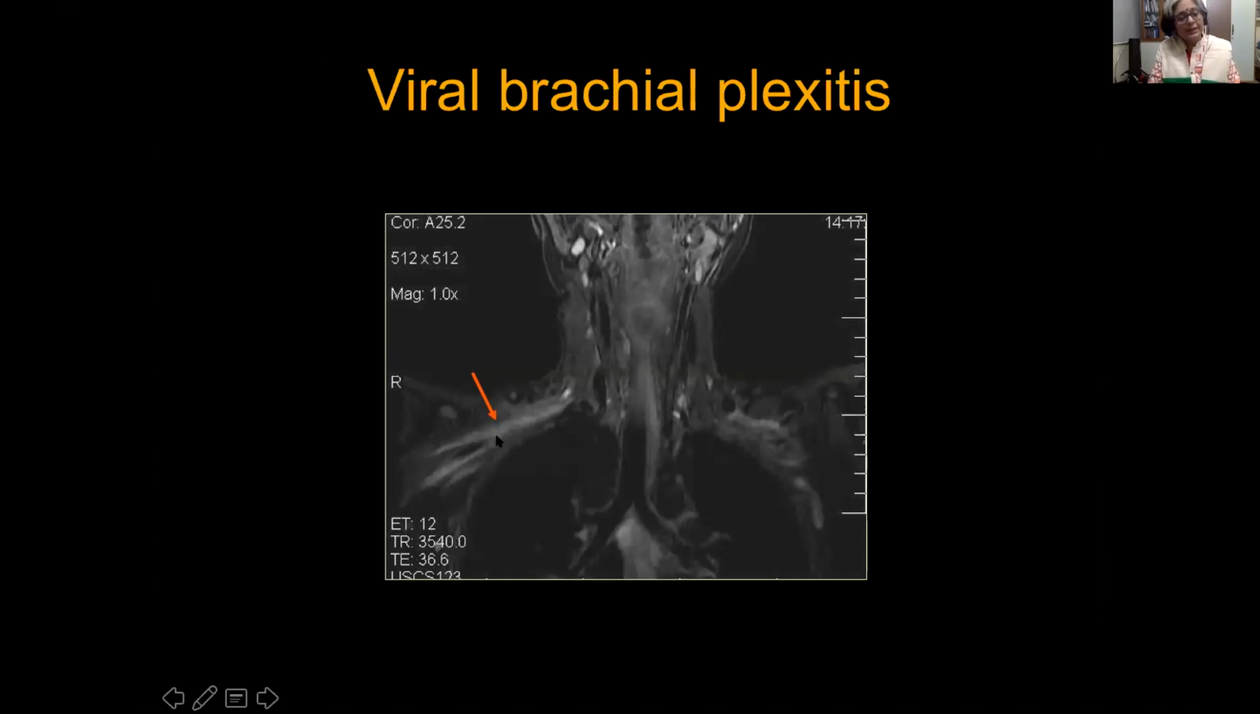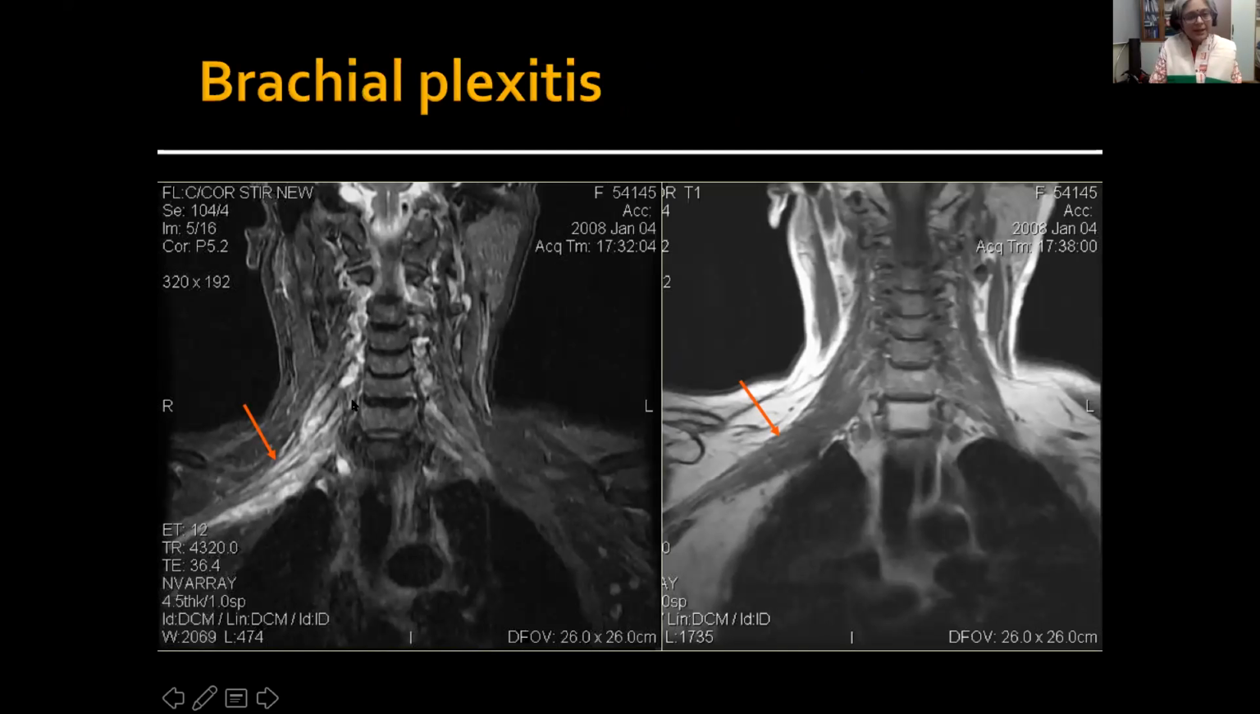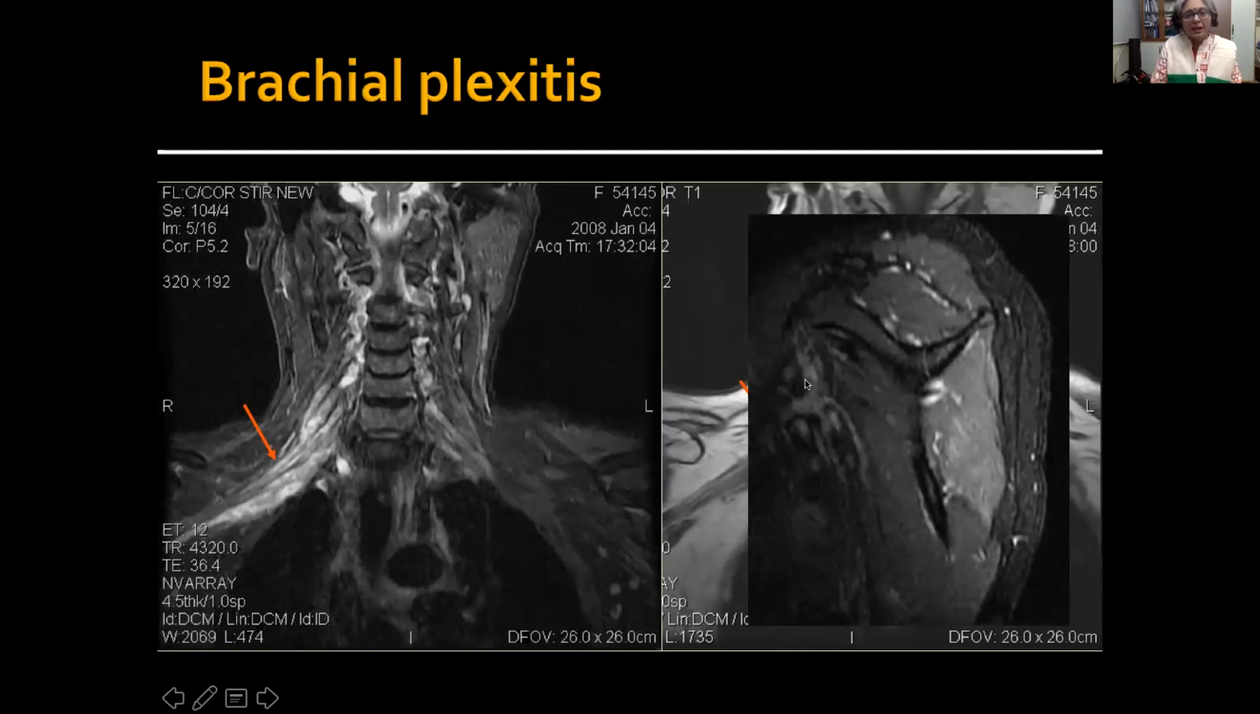This was an orthopedic resident at our place who came with severe pain in his shoulder. He thought it's probably due to some sprain or something. And then after a few days, he developed weakness in his upper limb. He was not able to comb his hair. He was not able to button his shirt. And what we see is this brachial plexus here is swollen, showing bright signal. So characteristically, the patient has pain followed by weakness. Again, here you can see brachial plexitis, similar findings. Here you can see swollen, bright signal.